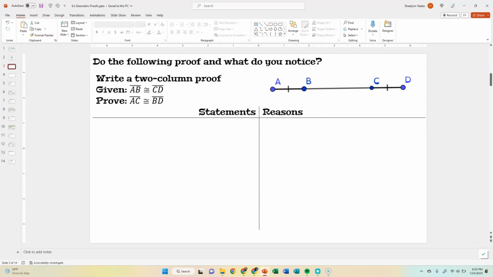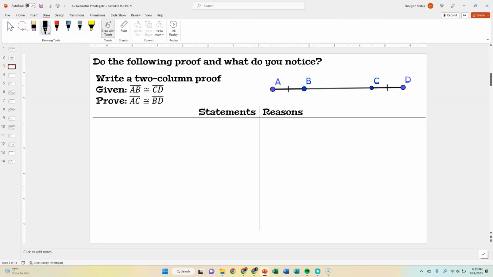All right, so as with any proof, we are always going to start with our given. So in this case, our given is that AB is congruent to CD. That's just given to us. It's given to us in our given, and it's also given in our picture. Now what we're trying to prove here is that AC is congruent to BD. Some of you already see how we're going to go about doing this. Others of you, maybe not so much.